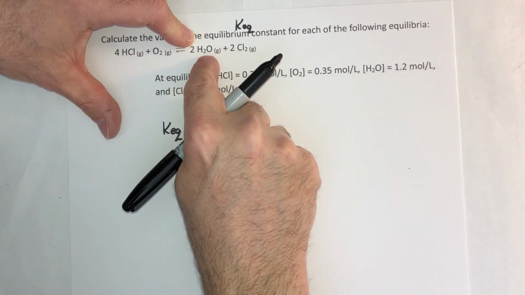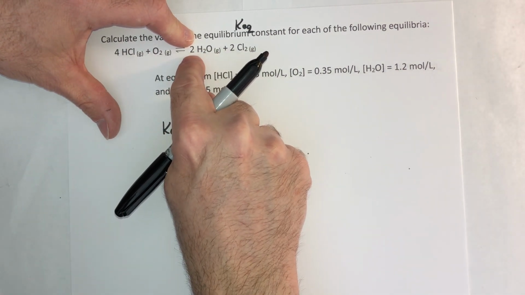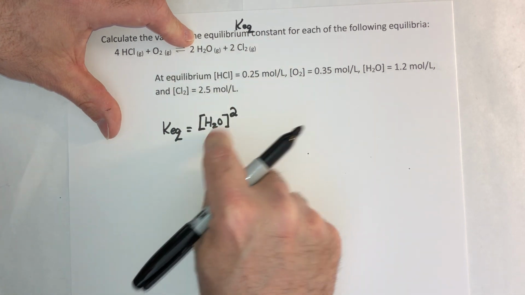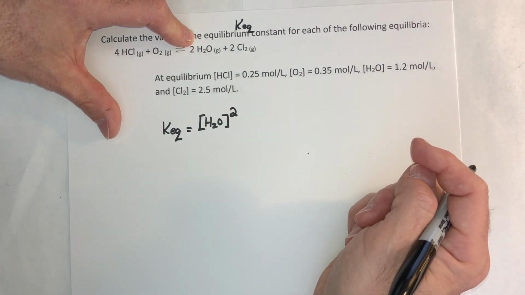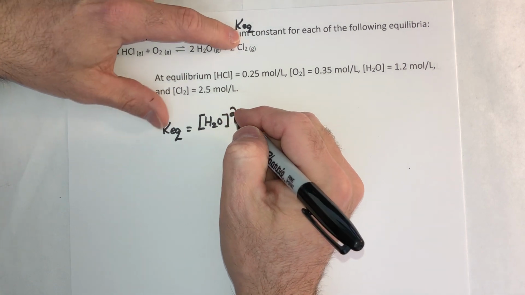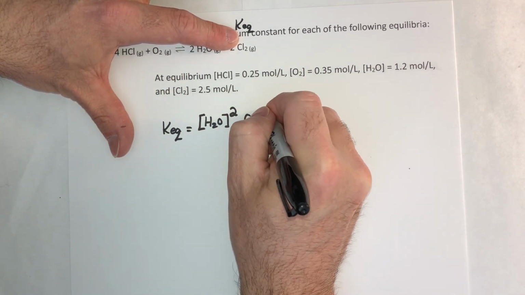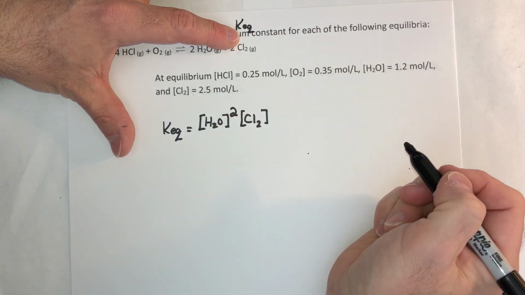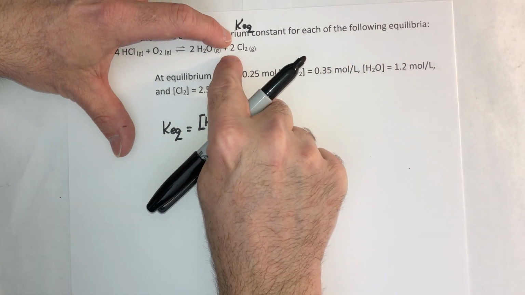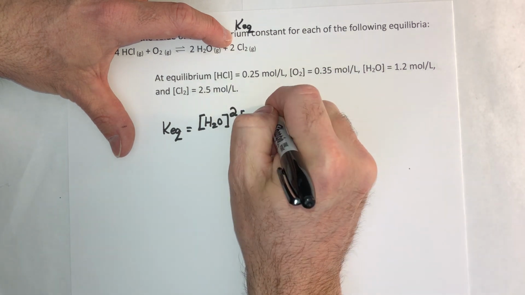So if you have 2 waters, the 2 was used to balance it. In my equilibrium expression, that becomes a power of 2. Now, if you have a second product, we'll write that one down as well. So that's chlorine, square brackets to tell me that it's a concentration. Again, there's a 2 in front of it that was used to balance, so this becomes power of 2.